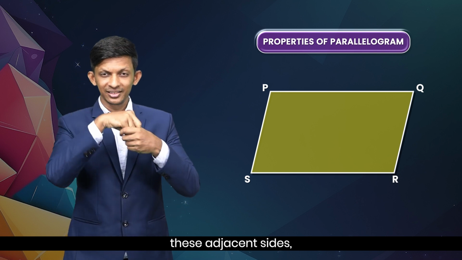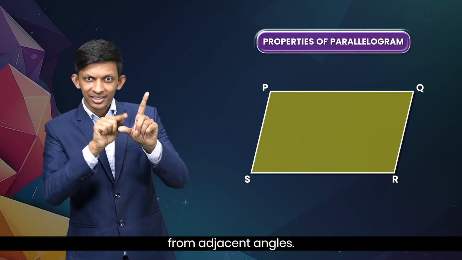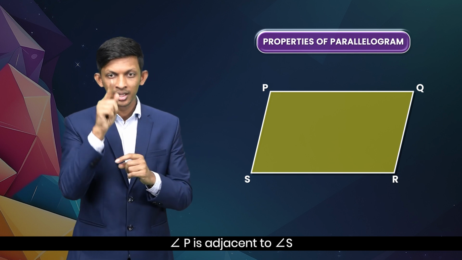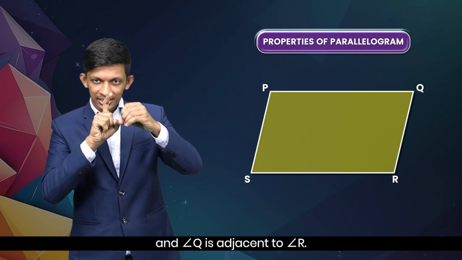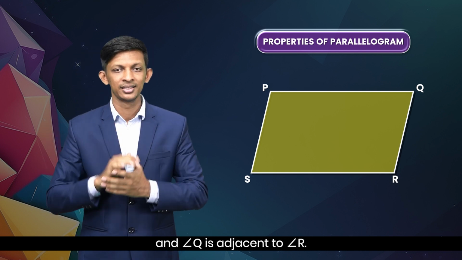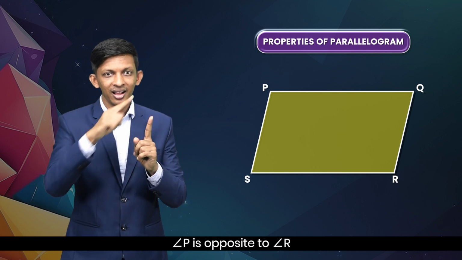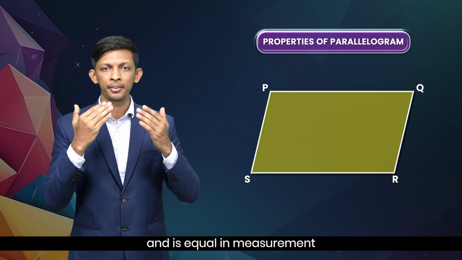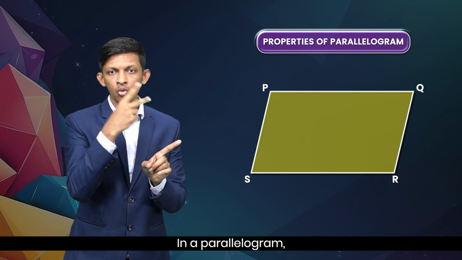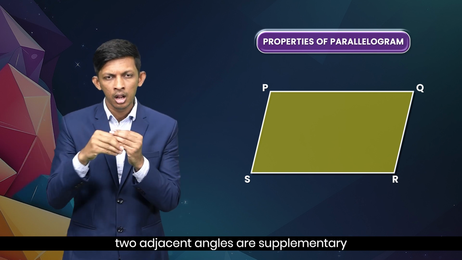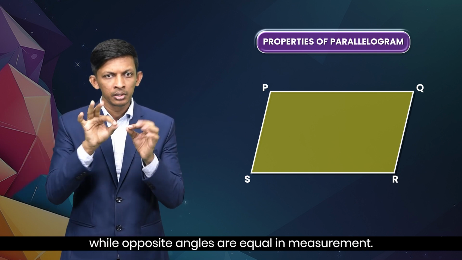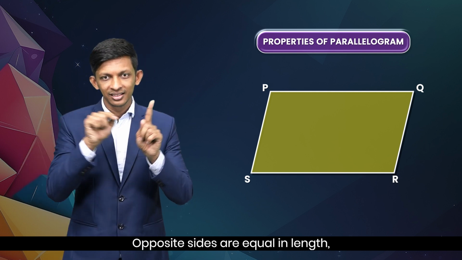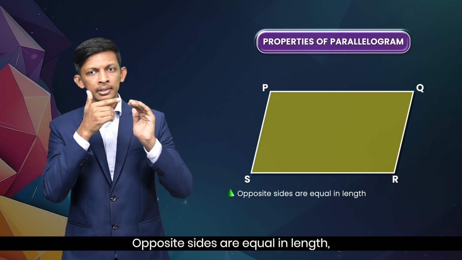These adjacent sides, when they intersect with each other, form adjacent angles. In the figure above, angle P is adjacent to angle S and angle Q is adjacent to angle R. Angle P is opposite to angle R and is equal in measurement. In a parallelogram, two adjacent angles are supplementary, while opposite angles are equal in measurement. In a parallelogram, opposite sides are equal in length.